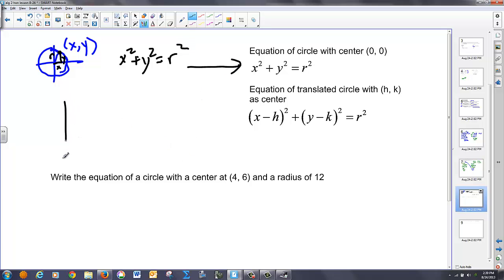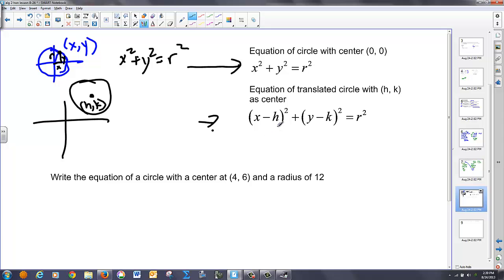Now, if we were to take and translate this somewhere out in space, and I called my center some h, k, the equation for the circle would read as follows. (x minus h) quantity squared plus (y minus k) quantity squared would be equal to r squared. So now we're going to write the equation of a circle with the center at 4, 6 and having a radius of 12.